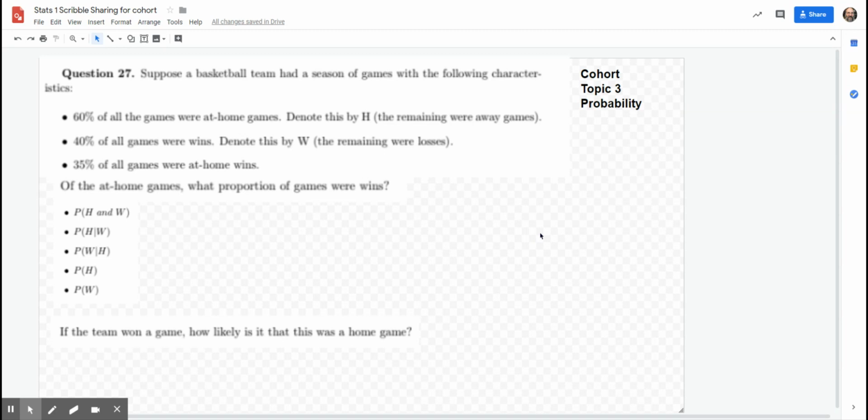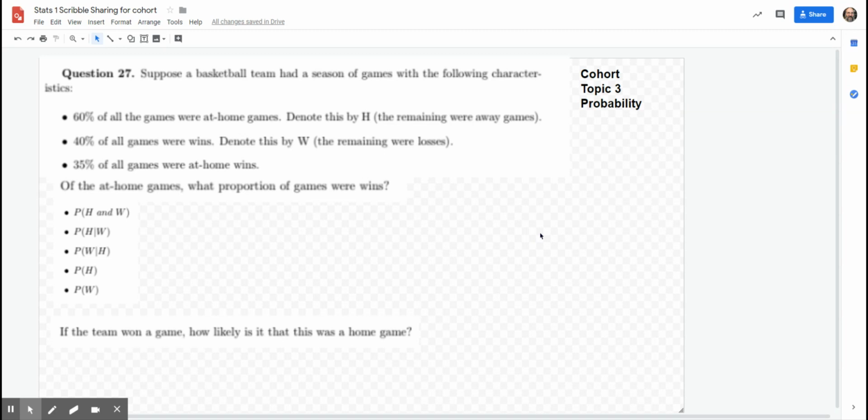So part of my brain is thinking about Venn diagrams immediately because I've got home games, I've got winning games, I've got a certain amount that are both. That's a pretty classic Venn diagram scenario where there's two characteristics of one thing and there's some overlap and some non-overlap. I might use that, but I also might not need the Venn diagram. Let's go on to read the question and find out what the strategies will be.